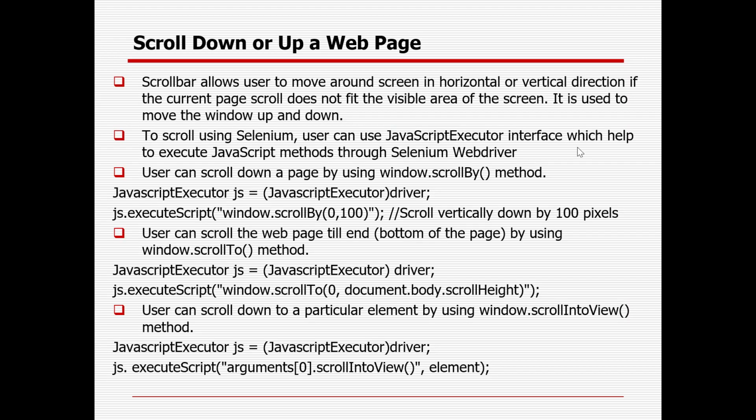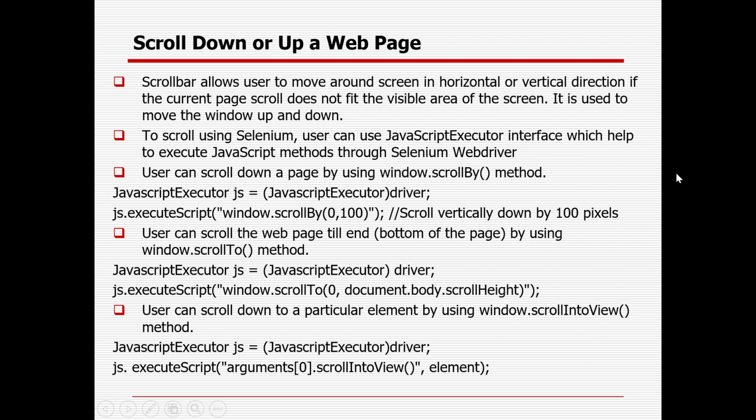A scroll bar always allows the user to move around the screen in the horizontal or vertical direction. If the current page does not fit the visible area of the screen, scrolling is used to move the window up and down. To scroll using Selenium, the user can use the JavaScriptExecutor interface available in Selenium WebDriver. You cannot directly create an object of this interface, so you need to take help from the driver object. The JavaScriptExecutor interface helps to execute JavaScript methods through Selenium WebDriver.